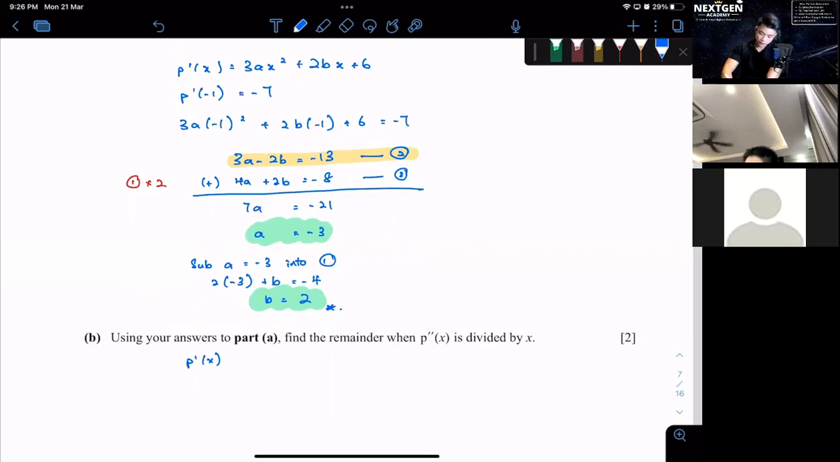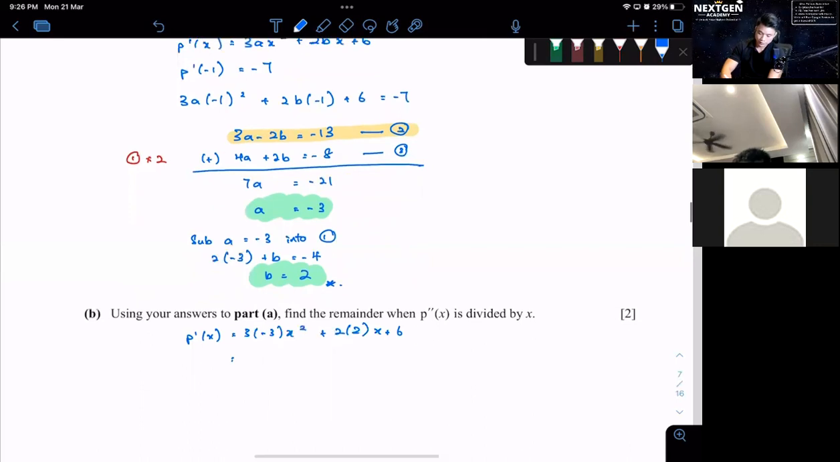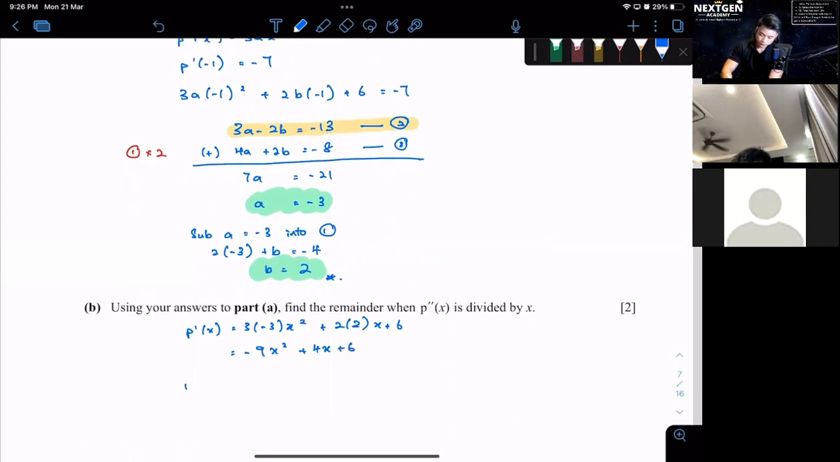Okay, so let's find what is the p prime x first. So 3 times negative 3x squared plus 2x plus 6, which you will get negative 9x squared plus 4x plus 6. Okay, p double prime x, we get negative 18x plus 4.